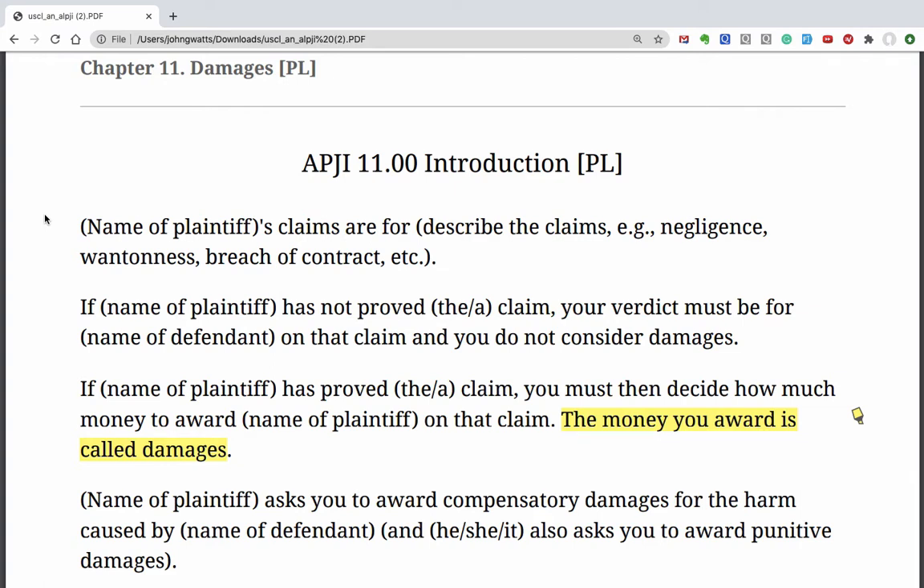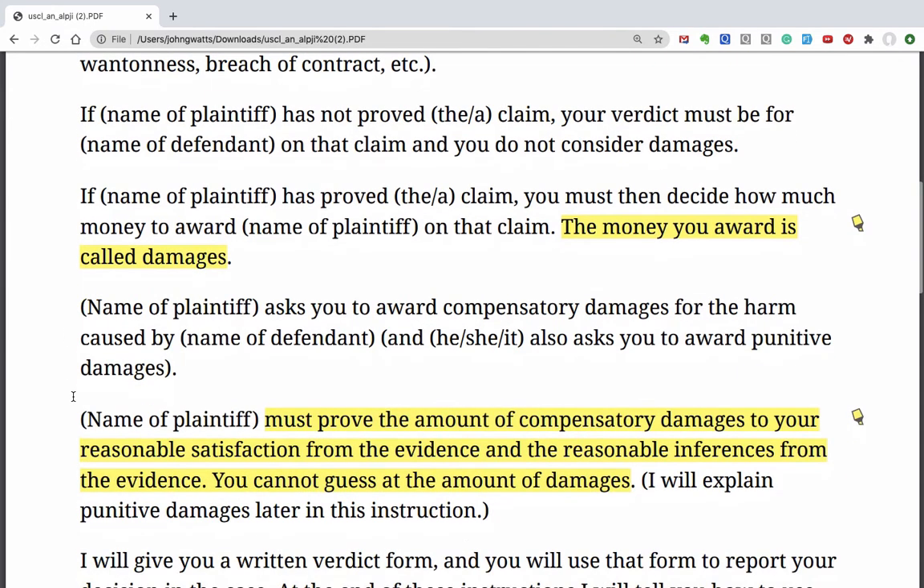So the judge would say the name of the plaintiff, so whether that's Susan Smith or Bob Jones or whoever it is, claims are for whatever, negligence, wantonness, breach of contract. And then here's a warning, the second paragraph. If the plaintiff has not proved the claim, then you have to find in favor of the defendant. And there are no damages. But, paragraph 3, if they prove the claim, then you must decide how much money to award.